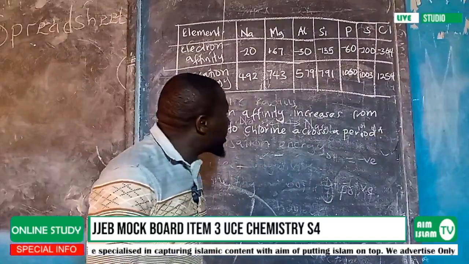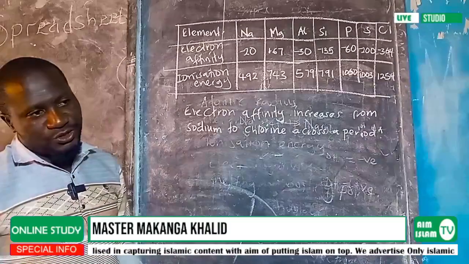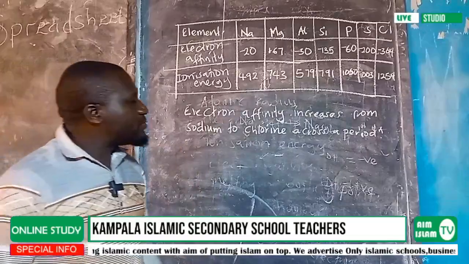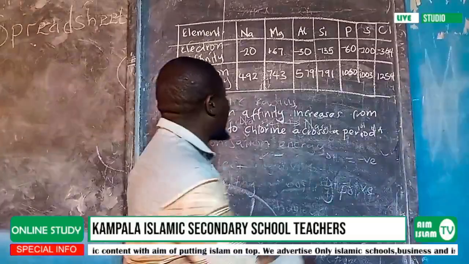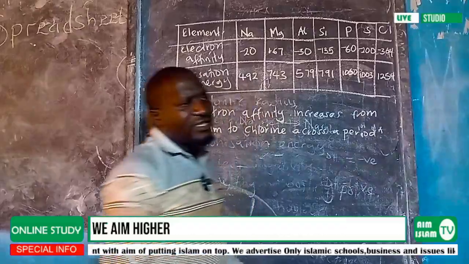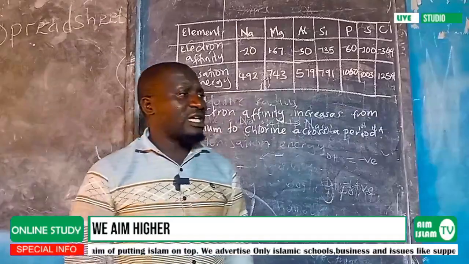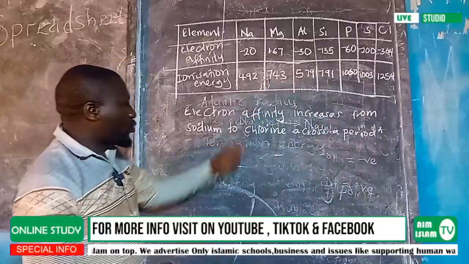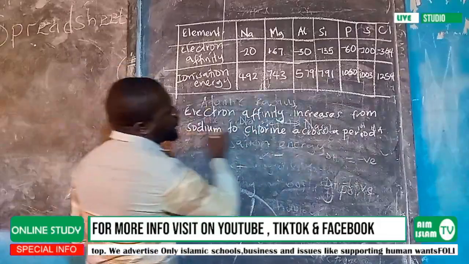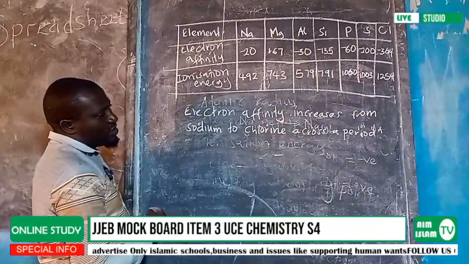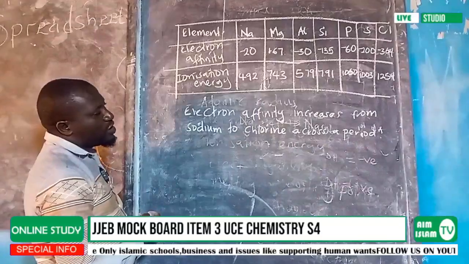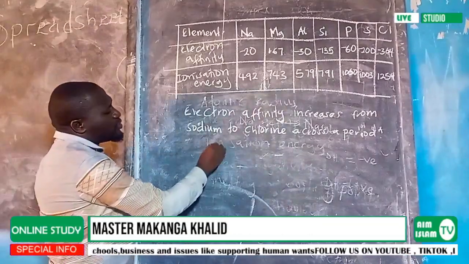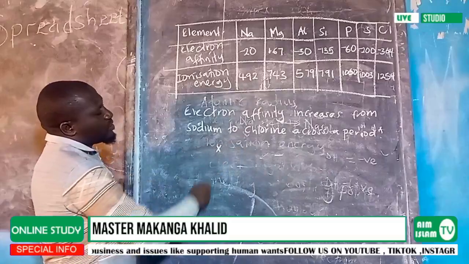Then you need to talk about the explanation. How would you explain this? You explain this based on the factors that affect electron affinity. We have just formed our general trend of the variation of electron affinity across a period. So what are those factors affecting electron affinity?